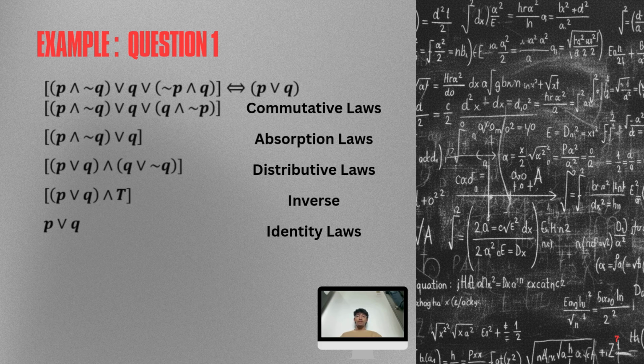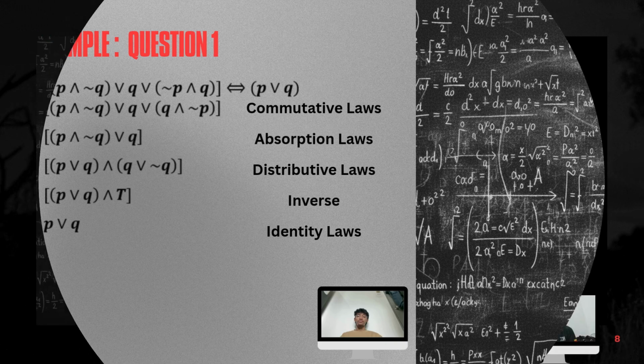After that, we can see that we have Q or not Q, which we can simplify to get true by using inverse laws. And the last step is we have the final answer by using identity laws, which is P or Q.